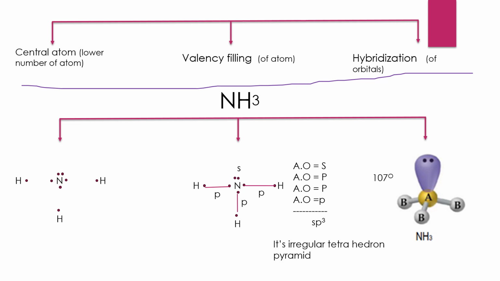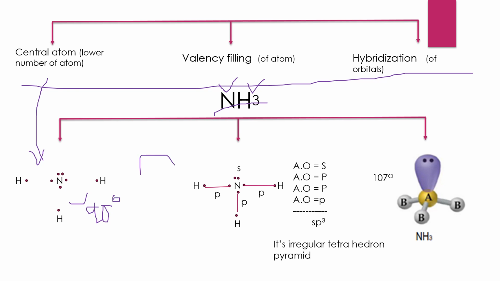First step is the central atom. As I told you in the previous lecture, the central atom of the molecule is that atom which has less contribution. So here in ammonia, the less contribution is of N. So we will place N at the center, and we have 3 hydrogen atoms. So we will place 3 hydrogen atoms at the degree of 90.